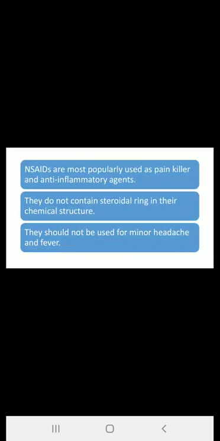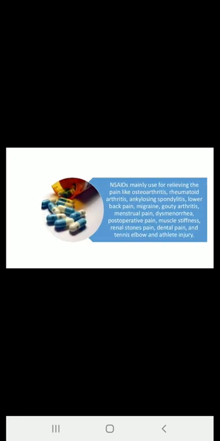NSAIDs, that means non-steroidal anti-inflammatory drugs. NSAIDs are most popularly used as painkillers and also anti-inflammatory agents. They do not contain a steroidal ring in their chemical structure. That's why we call them non-steroidal, right? So non-steroidal anti-inflammatory drugs should not be used for minor headache and fever.